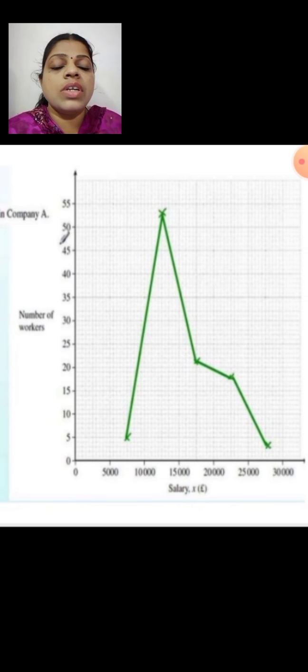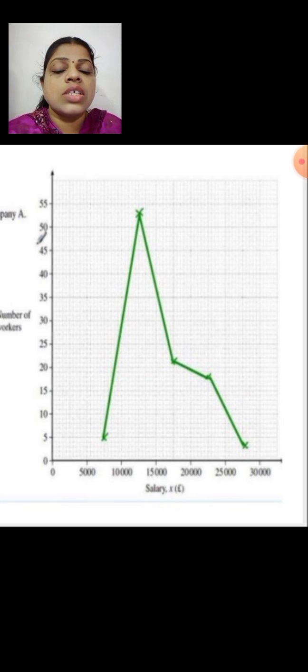So here the variables are given on which axis? It is the OX axis, and the frequencies are given along the OY axis. I told you that the first value is above 5,000 and below 10,000. How many were there? 5 were there. So we have plotted the first point at 5. And between 10,000 and 15,000, how many were there? 53 were there. So we have marked the point 53 for that class interval. The other points are also plotted in the same manner.